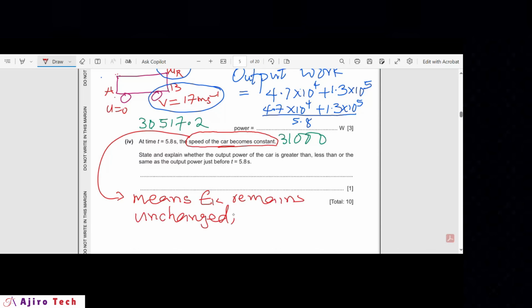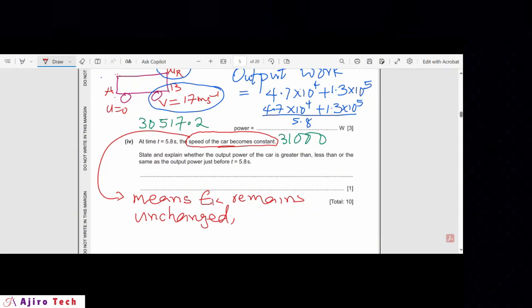Now, but the resistance is not neglected, meaning that work is still done against a resistive force, but there is no work done by kinetic energy. So no work done by kinetic energy, meaning that kinetic energy is not increasing there.